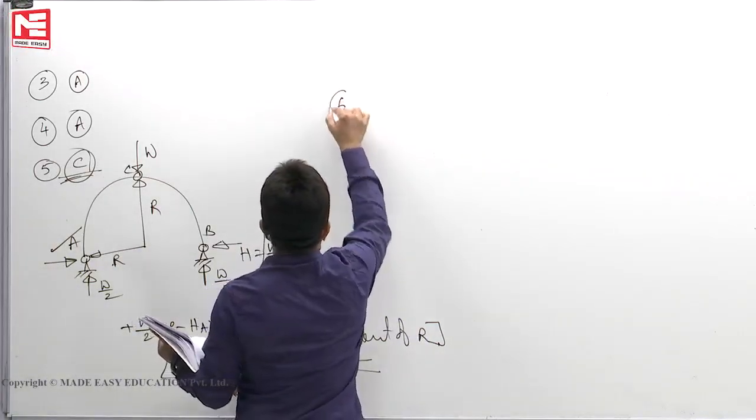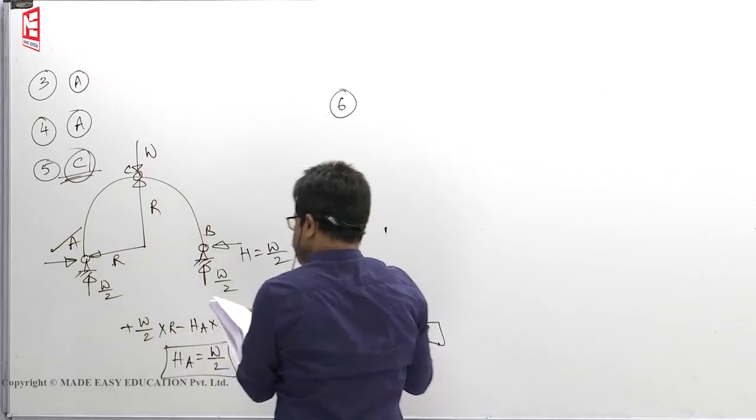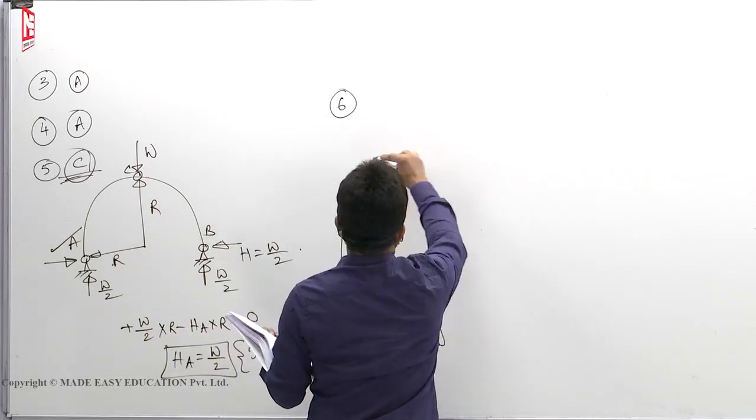Next, sixth point. For a symmetrical three-hinged arch of span 12 meters, rise 2 meters.